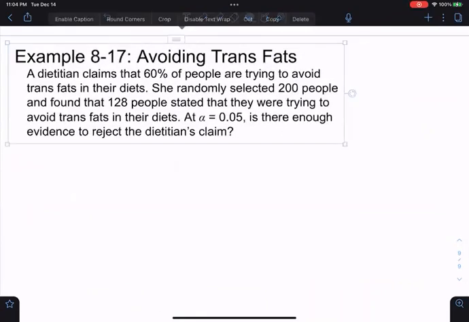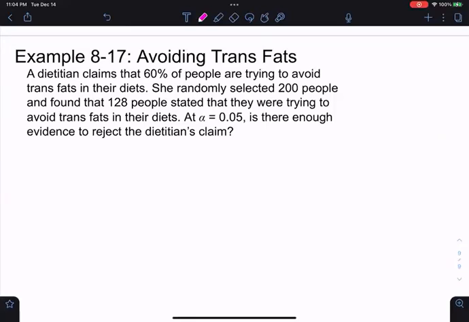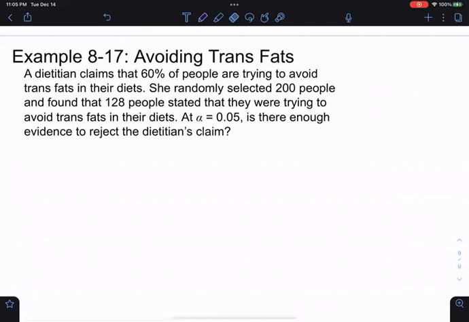So here, they're asking you, a dietitian claims that 60% of the people are trying to avoid trans fats in their diet. So that's her claim. She randomly selects 200 people and found that 128 stated that they were trying to avoid trans fats in their diet. So the sample proportion is 128 divided by 200. You simplify that and you get 0.64. This is the sample proportion.